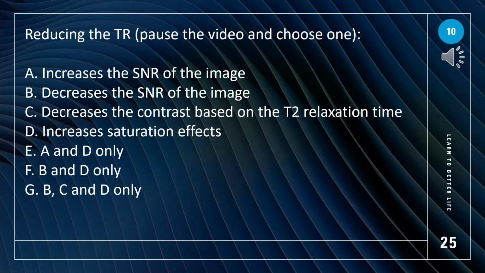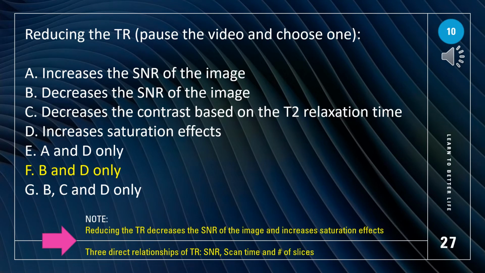Reducing the TR has what following effects below? Pause the video and choose one. The answer is F, B and D only. Note: reducing the TR decreases the SNR of the image and increases saturation effects. And 3 direct relationships of TR, SNR, scan time, and number of slices.